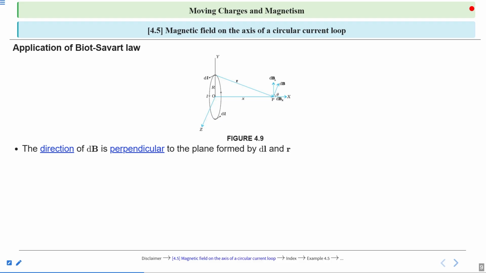How is it perpendicular to dl? Because dl lies in the other plane, and dB is perpendicular to that plane. So dB is perpendicular to dl also. Got it?